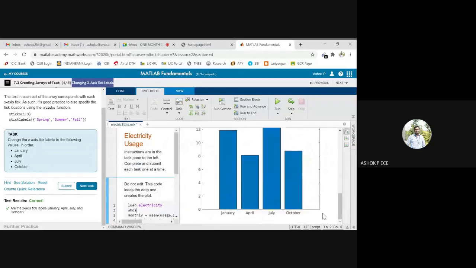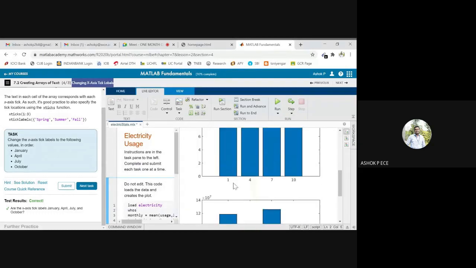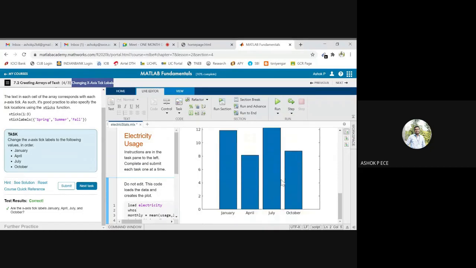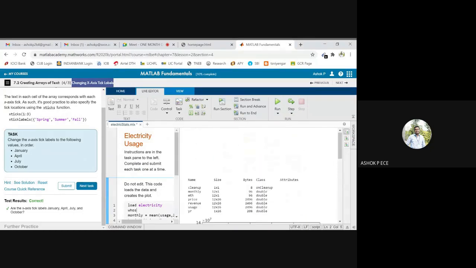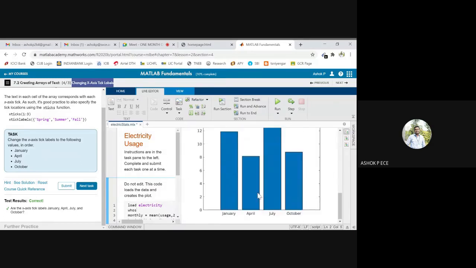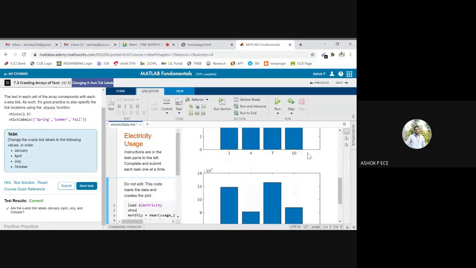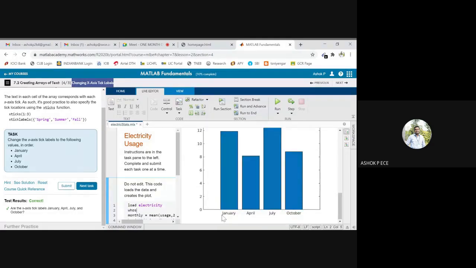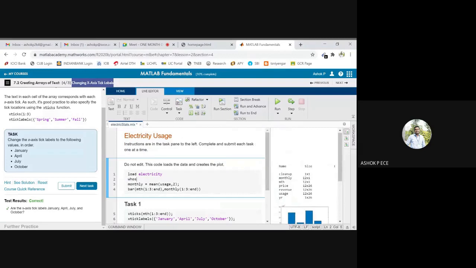January, April, July, October. Previously you saw 1, 4, 7, 10. Now that 1, 4, 7, 10 has become January, April, July, and October. The simple thing is this will be interpreted better than 1, 4, 7, 10. With 1, 4, 7, 10, the user will be thinking what is 1, what is 4, what is 7, and what is 10. You cannot give them time to think, because people want to learn from the information as quickly as possible, right? So if you give January, April, July, and October, it will be very easy for them to interpret. Okay, that is one feature we have got in the plot.